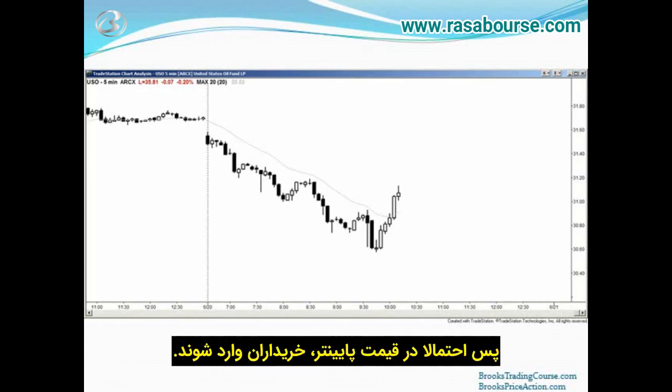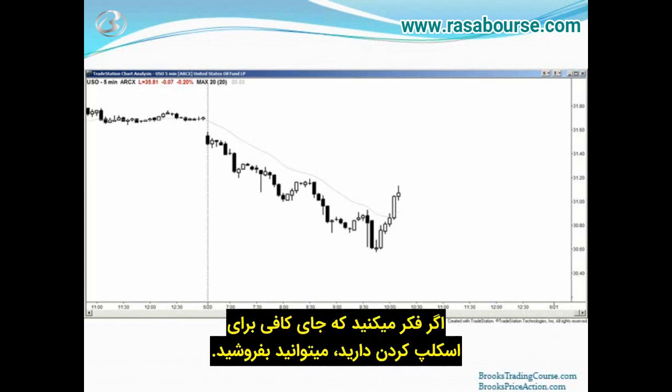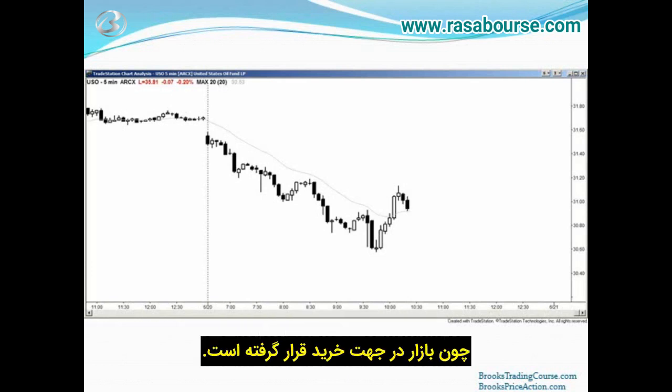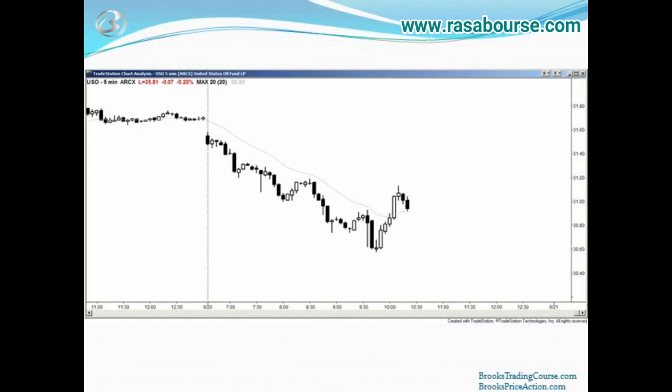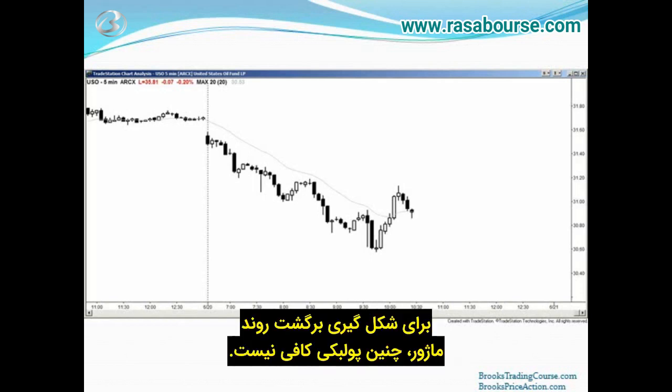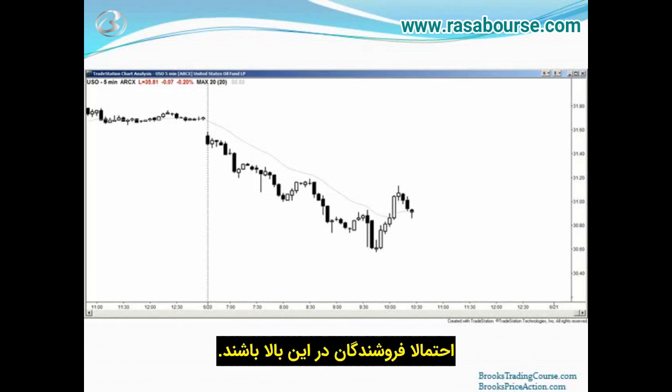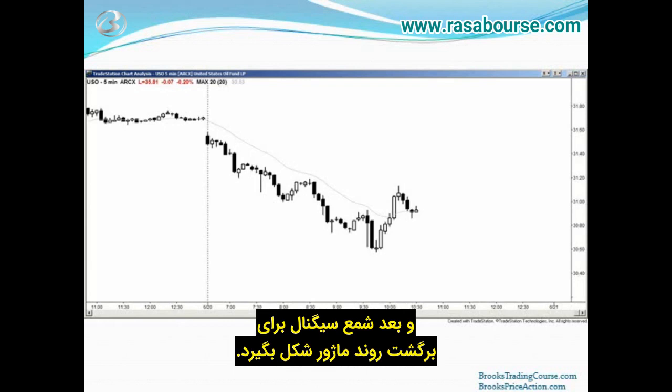So probably buyers below. You can take the short if you think there's enough room for a scalp, but I think any short at this point is a scalp only because the market's always in long. Another bear bar, not enough of a pullback for the major trend reversal, so I would not take the long. There's the trigger on the long, probably sellers above, but it will probably go more sideways to down and then form a major trend reversal signal bar.